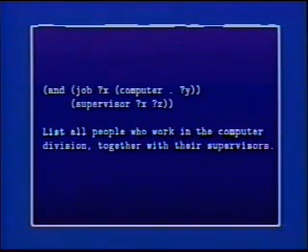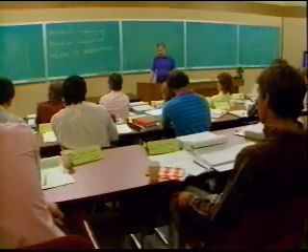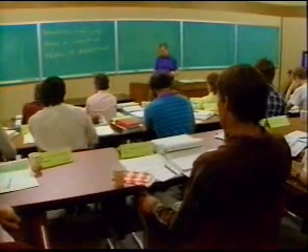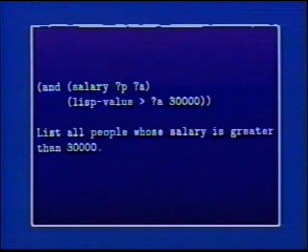Okay, let's try another one. So one means of combination is and. Who are all the people who make more than $30,000? Right? And the salary of some person P is some amount A.